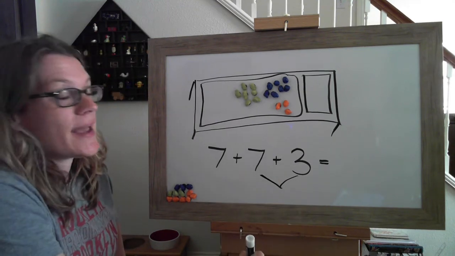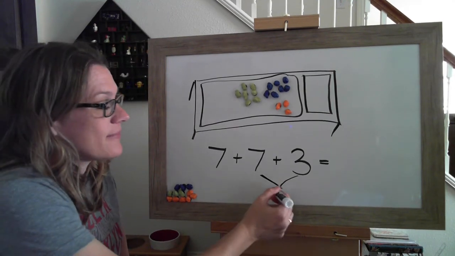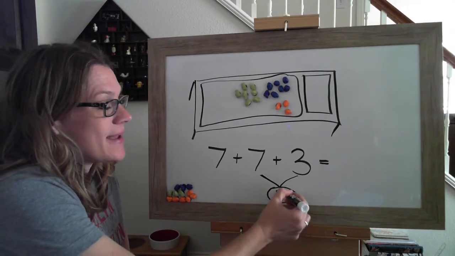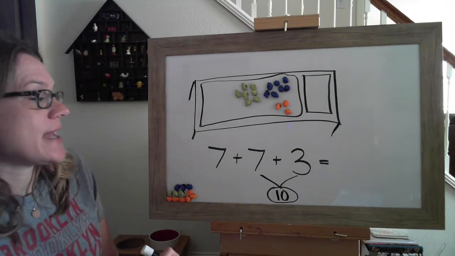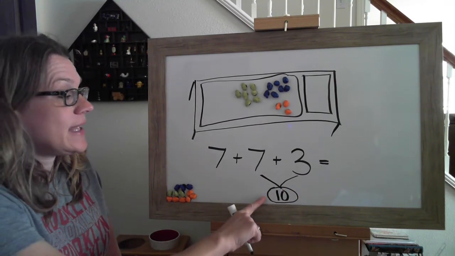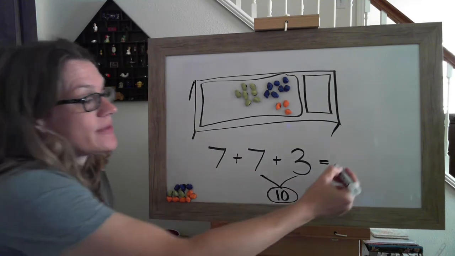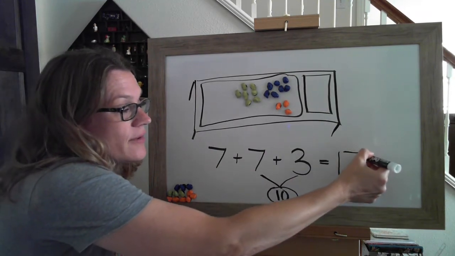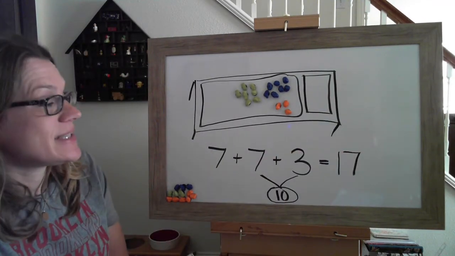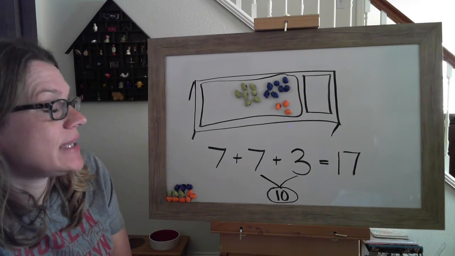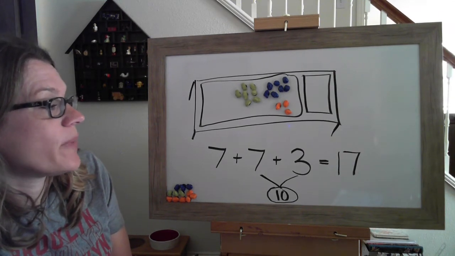I'm choosing to add 7 and 3 together to make a 10. 10s are fantastic. And I can easily add 10 to my 7 and find out that I have 17. Hannah has 17 stuffed animals on her bed.